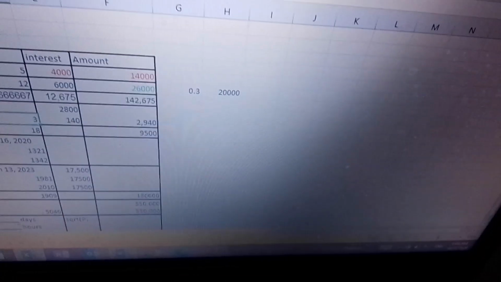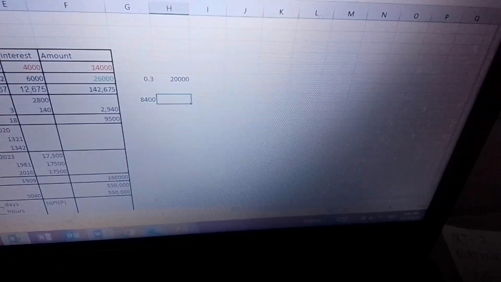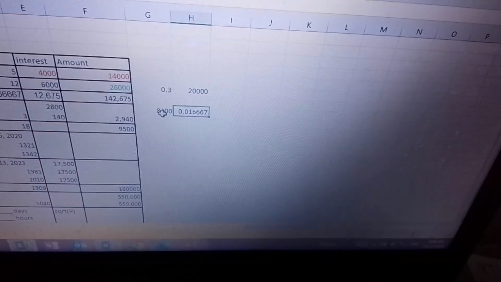I'll do it here to make it faster. So we do 1 divided by 60. The first thing that we're going to do is 2,800 times 3, and we get 8,400. Then we divide by the answer that you get here. You get 0.01667. And remember, since we want it in percent, your answer must be multiplied by 100. So your answer should be 1.666%.